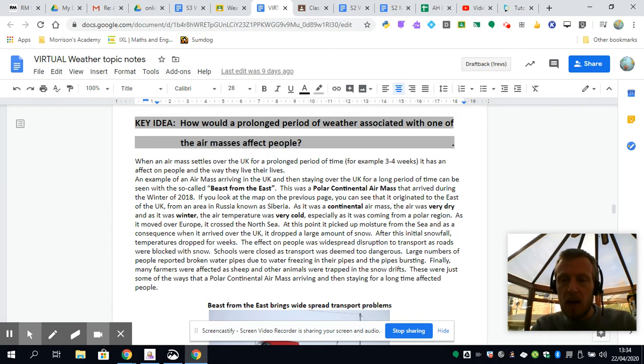Or we could be looking at, as my example here, the beast from the east, which came from Russia, from Siberia. And this was really cold air that passed over the North Sea as it came to the UK. And because it passed over the North Sea, it picked up a whole bunch of snow, which it then dropped on us. And then what we had after the original snowfall is sort of 2 or 3 weeks of extremely cold temperatures. And of course, the snow didn't melt because it was incredibly cold, even though it didn't really snow much after the original snowfall, if you can remember the beast back in 2018. So you have a little read of that.